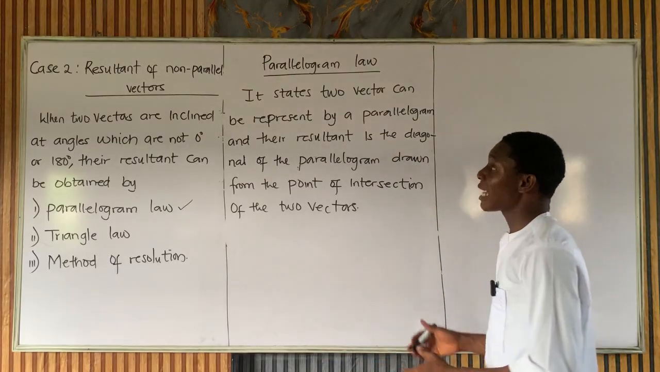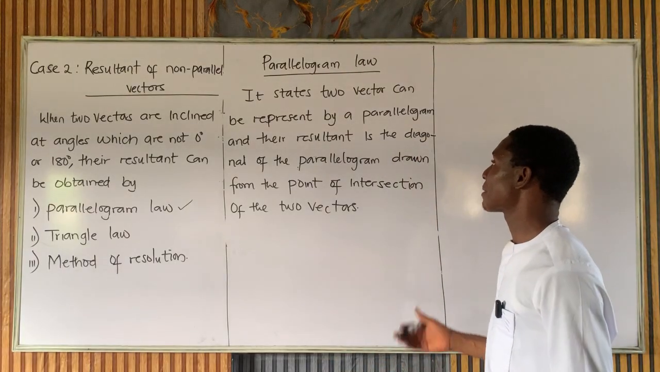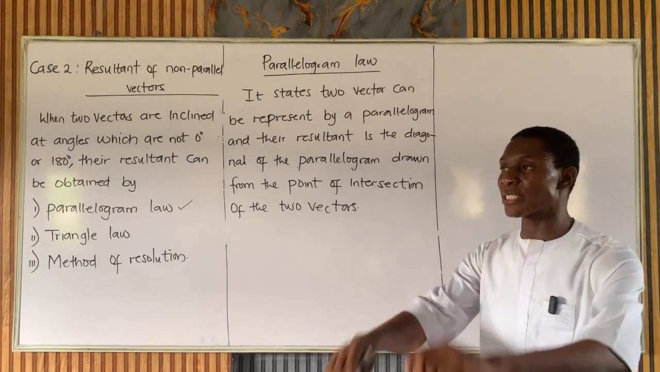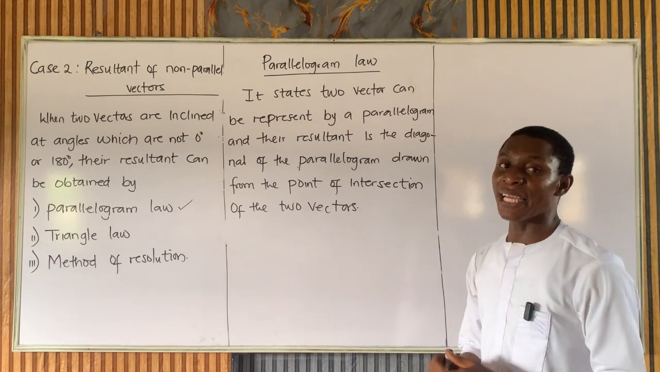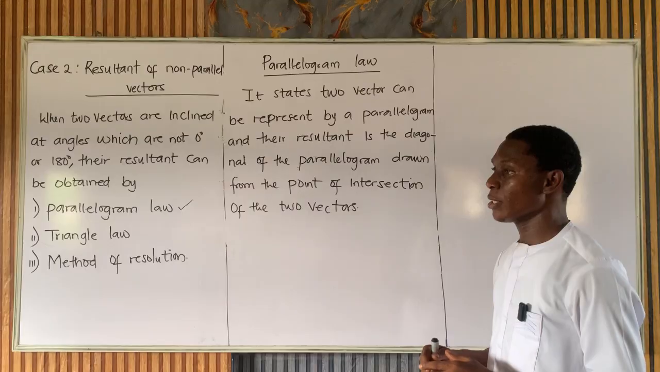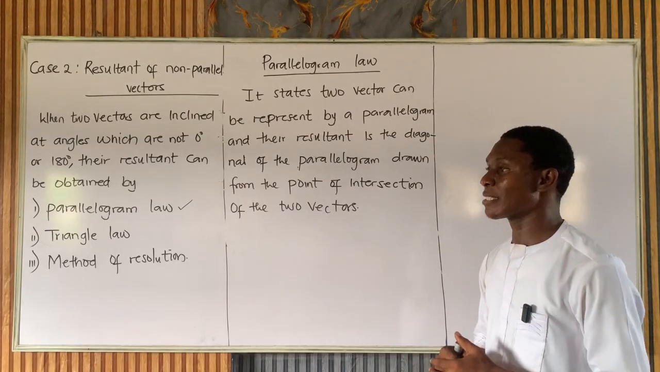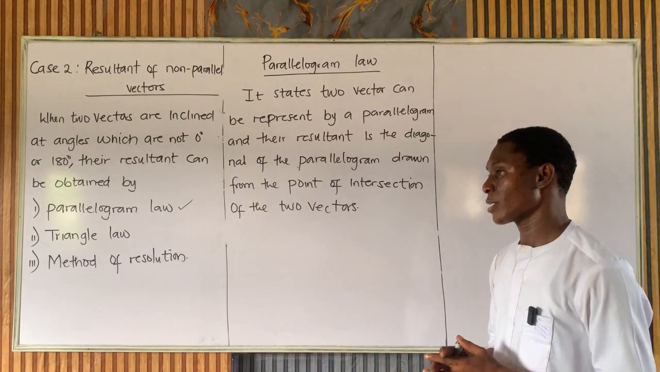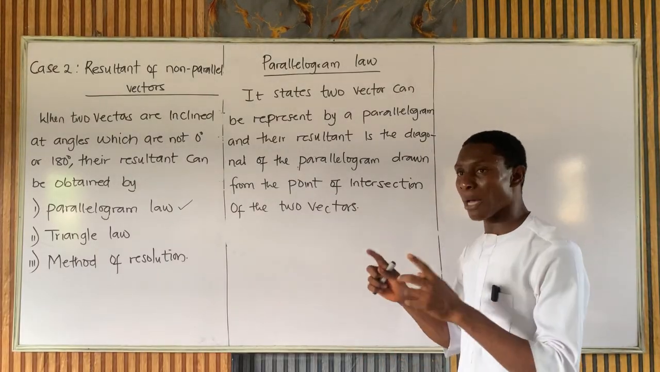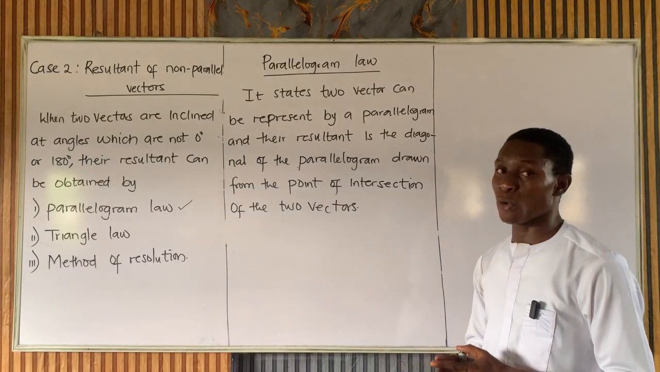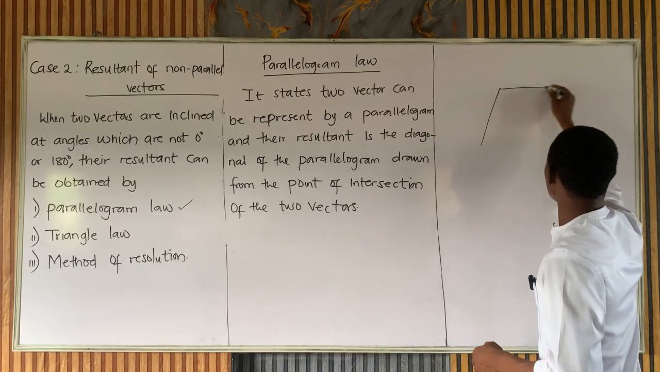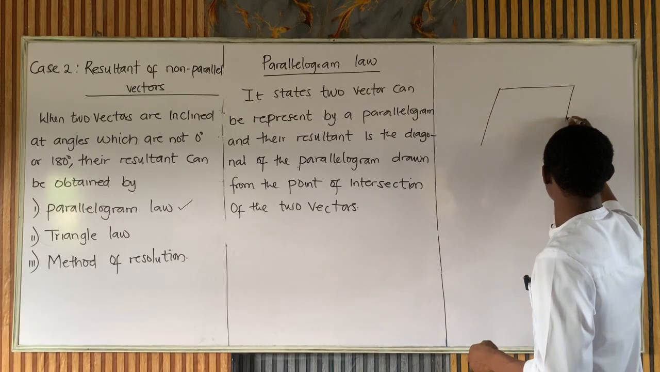Now, it says that two vectors can be represented by a parallelogram, and the resultant of these two vectors is simply the diagonal of the parallelogram, which is drawn from the point of intersection of the two vectors. Now, there are certain things one needs to understand about parallelogram, and I'll be showing all of those here. Now, first and foremost, this is a parallelogram.